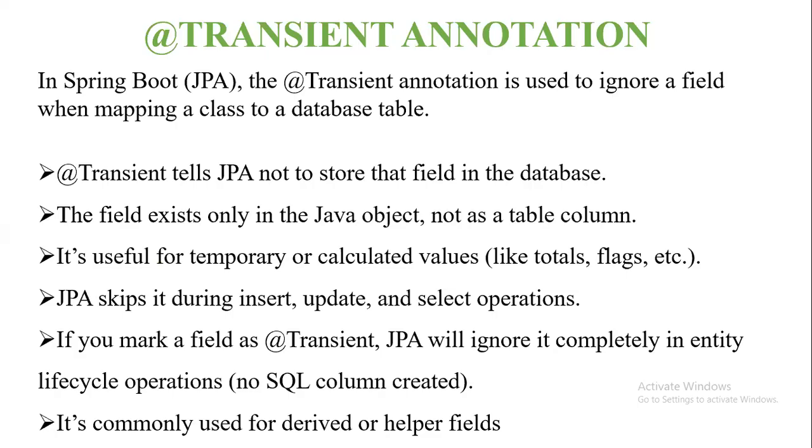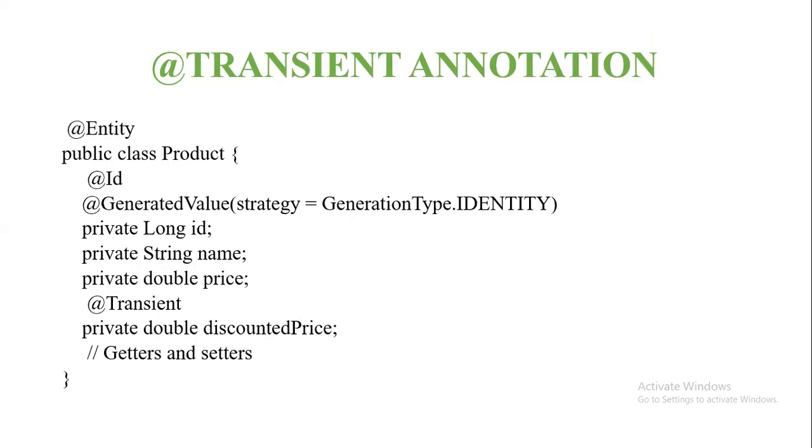If you mark a field as @Transient, JPA will ignore it completely in entity lifecycle operations. No SQL column is created for these types of fields. Also, it is commonly used for derived or helper fields. So, a simple example is given.